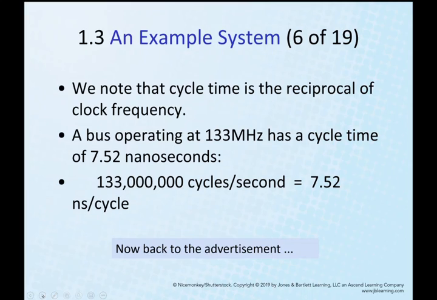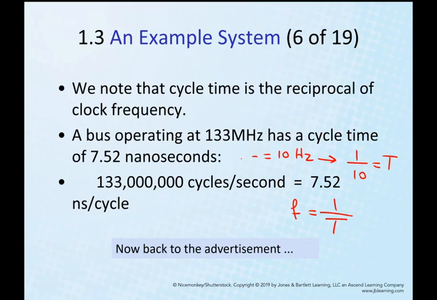So frequency is 1 over period. If the frequency of a signal is 10 hertz, it means that it changes 10 times per second. So how many seconds does it take for one change? 1 over 10. So period, which we show with T, is equal to 1 over 10 seconds.